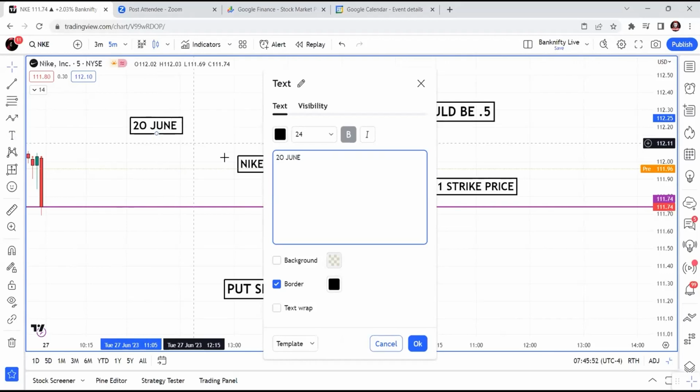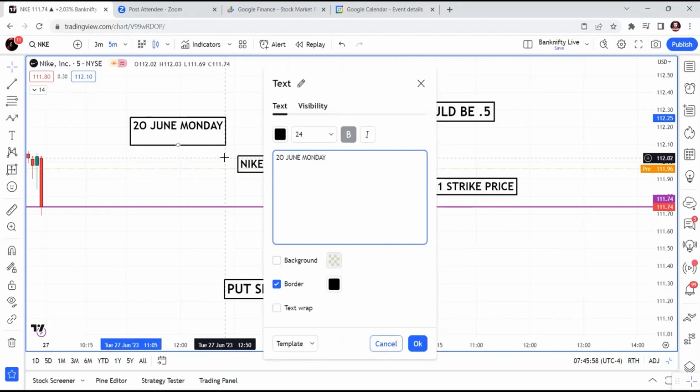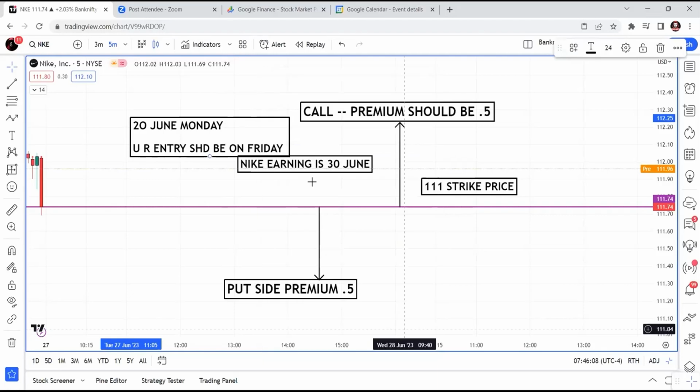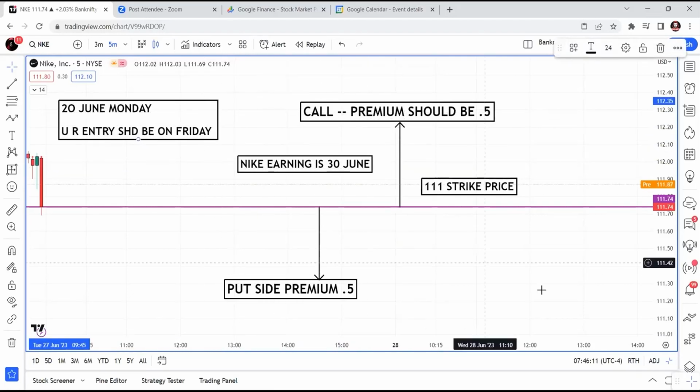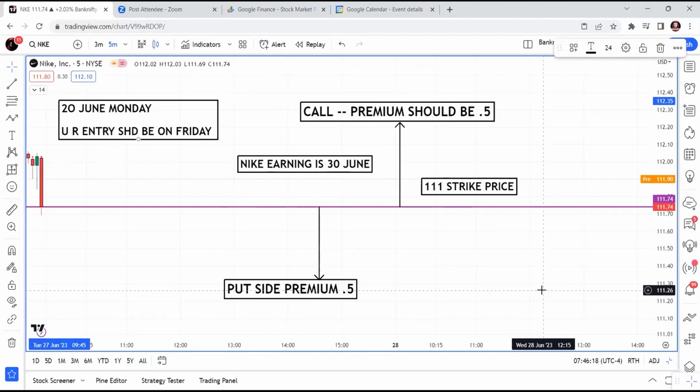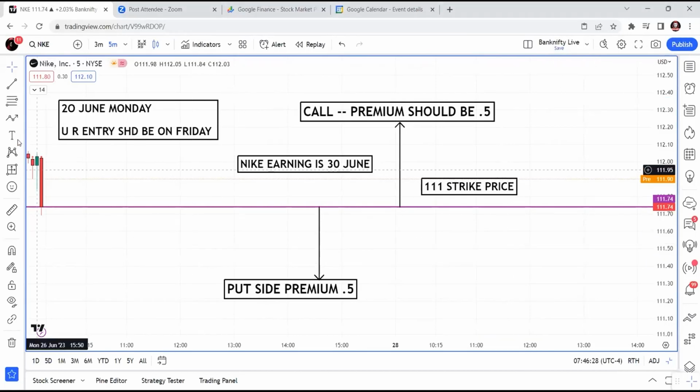So 20th June was Monday. Your entry. So you can track from 20th June, but your entry should be on Friday. Or what you can do is you can skip Friday on the main thing, like 26th. So on 26th, you would have to watch out for this.